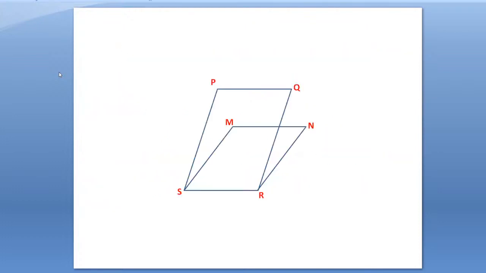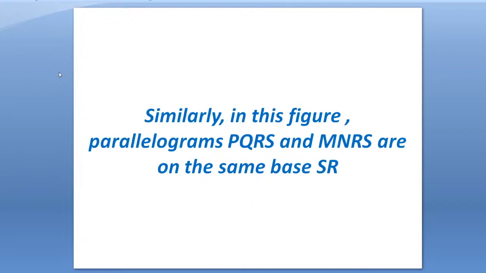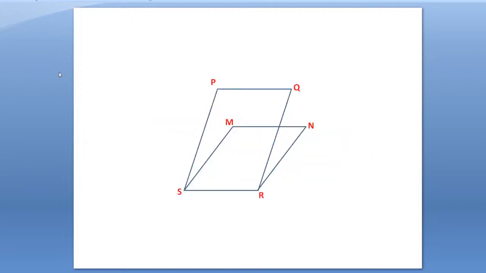Now see this figure. PQRS, MNRS both are parallelograms. Similarly here also in this figure, parallelogram PQRS and parallelogram MNRS are on the same base SR. In other words, SR is the common side of both the given parallelograms PQRS and MNRS, or we can say that both are on the same base SR.